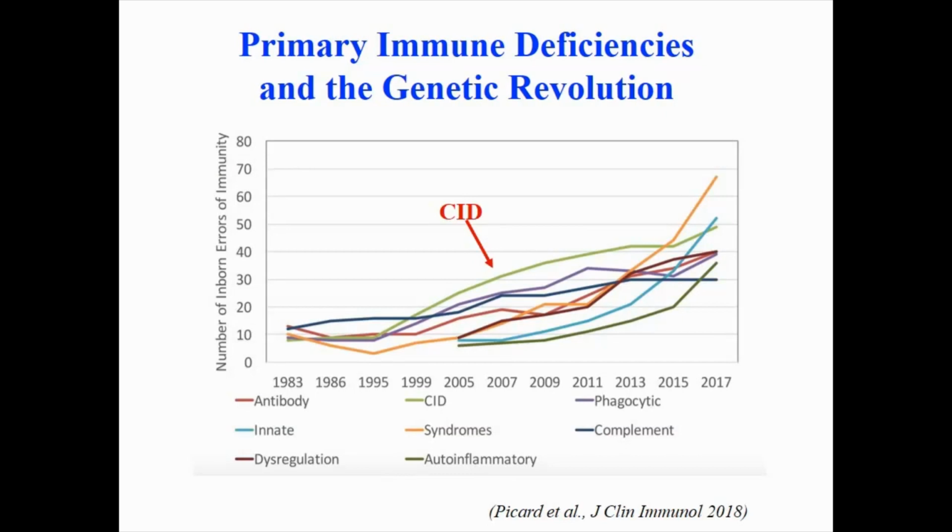Now we recognize many of them, but these are often very, very rare. Few individuals identified for each disease. And the other one that is becoming more and more important is the innate immune defects. But other than that, you see the CID really pops up as one of the most prominent groups of immunodeficiency. Not in terms of number of patients, but in terms of number of diseases that we identify and we recognize.